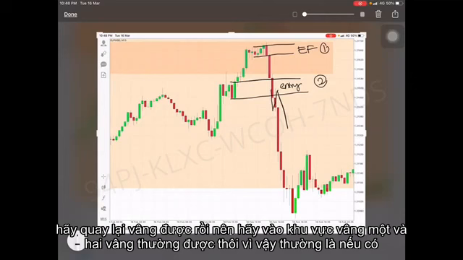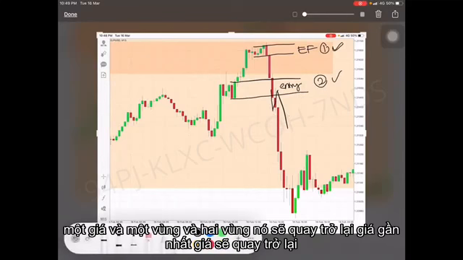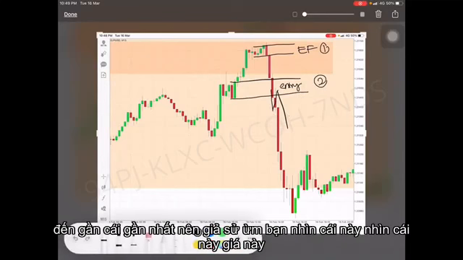So enter zone, one and two. We're only waiting. Usually, if there is one price and one zone and two zone, the price will come back to the nearest one.